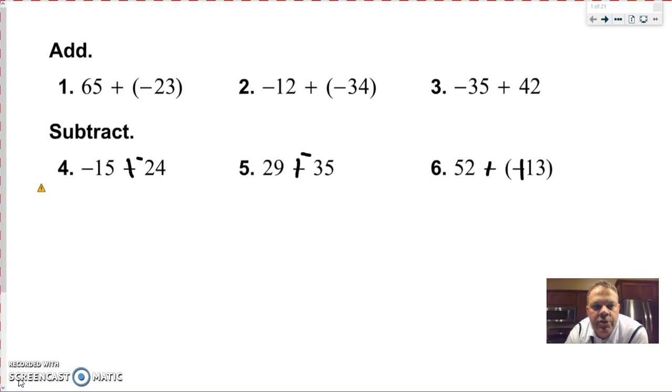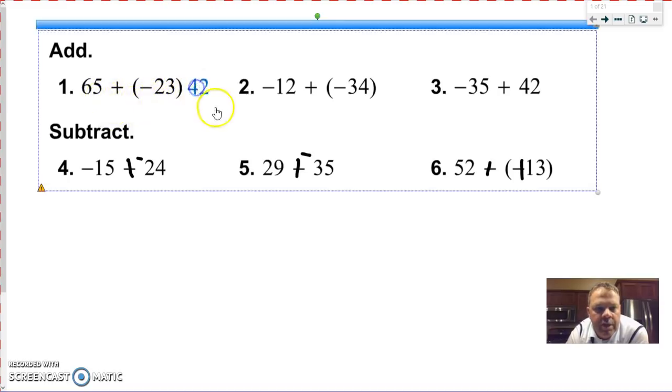Now that you have had a chance to go over these problems, we have different signs. Therefore, we subtract. 65 minus 23 is positive 42. I have same signs which are both negative. 12 and 34 is 46. Since they are both negative, the answer is negative. These are different signs, so we are going to subtract 42 minus 35, which is 7. The 7 is positive because the 42 is bigger than the negatives.